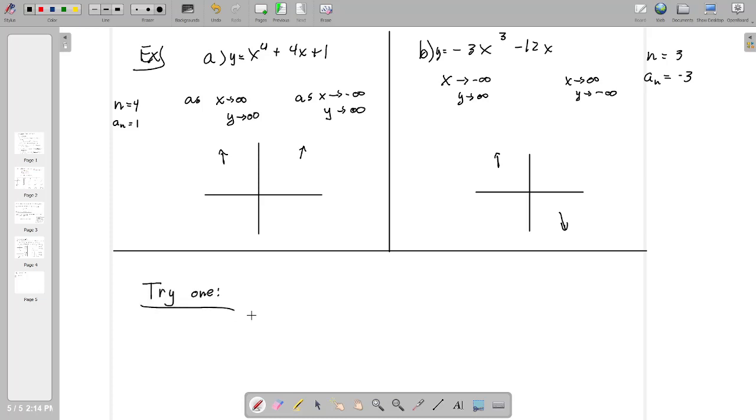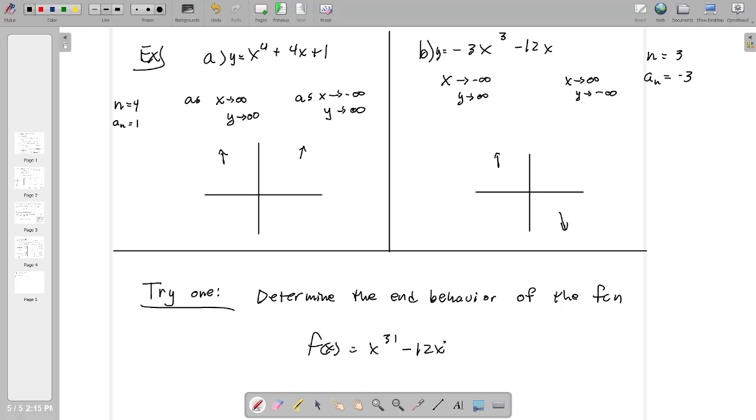All right, I want you to try one now. Determine the end behavior of the function f of x is equal to x to the 31st power minus 12x squared plus 51. You're just looking for the end behavior here.